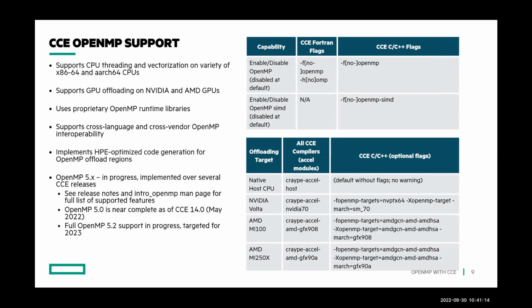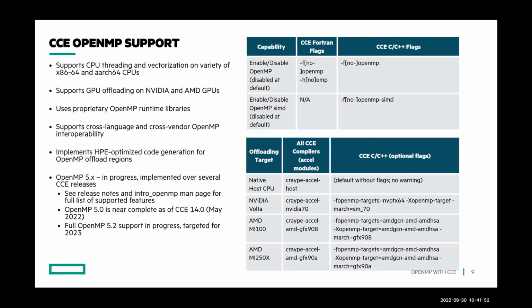And in terms of 5.x support, that's in progress. 5.0 is mostly done, and we have been implementing that support over the past several releases. We're working towards completing 5.2 by next year. That's our goal. And in terms of flags, there's just the standard -fopenmp flag that Clang uses for C and C++. And for Fortran, we also support the same flag. There's also our older legacy option, -homp, that you can use to enable OpenMP.